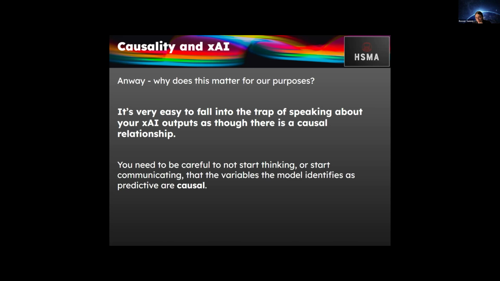And I'm going to be guilty, I'm sure, a couple of times throughout this lecture, of starting to speak about it in a way that suggests changing one thing will change another. It's something that's not easy to get out of the habit of doing, but just have it in your mind all the time.